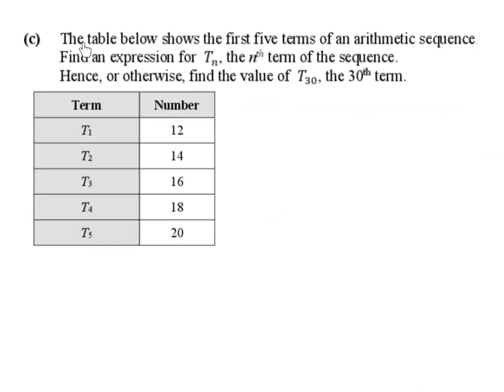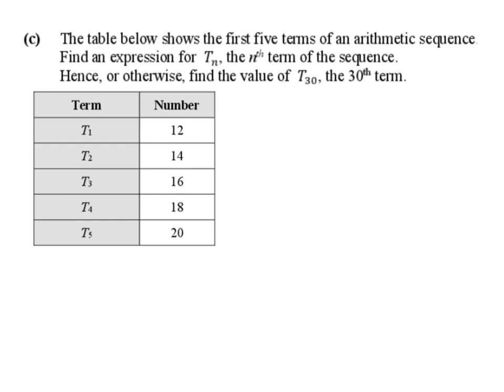Part C. The table below shows the first 5 terms of an arithmetic sequence. Find an expression for Tn, the nth term of the sequence, hence or otherwise find the value of T30, the 30th term. So when it says hence in a question, it means we're going to use our previous answer. So once we have Tn, we can find T30.